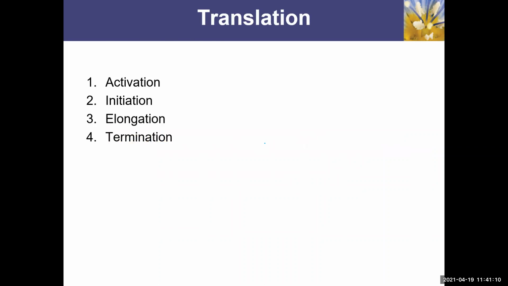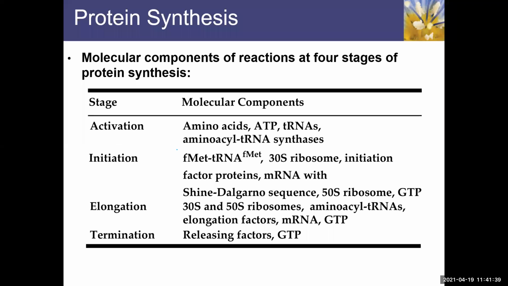Then the process of translation, the most important: how exactly does translation take place? We have 4 important steps: activation, initiation, elongation, termination. Actually, there are 3 steps: initiation, elongation, and termination. But before that, we need to charge the tRNA, or we need to activate the amino acid. That is why they add it on, but basically we have these 3 processes.